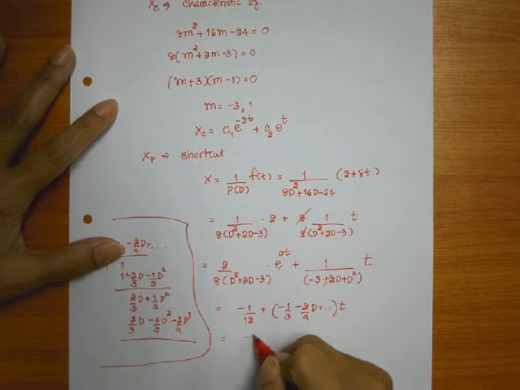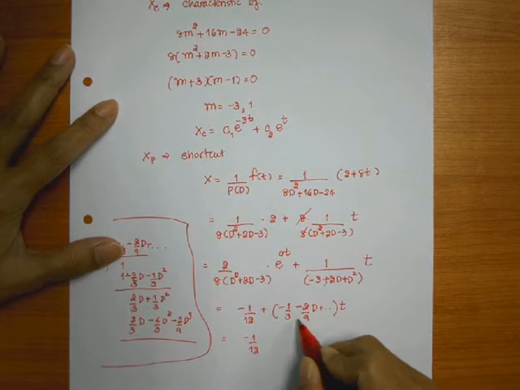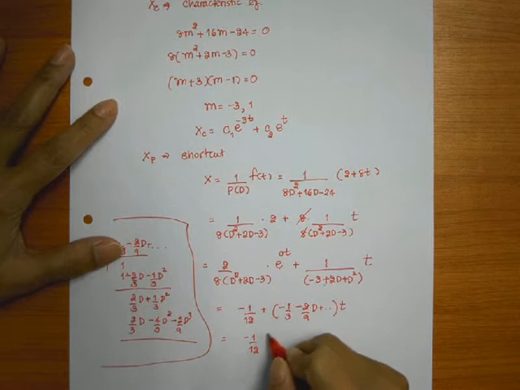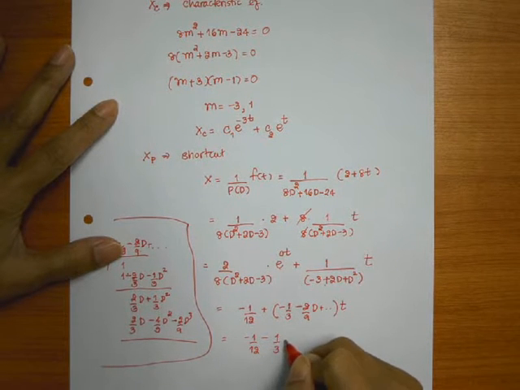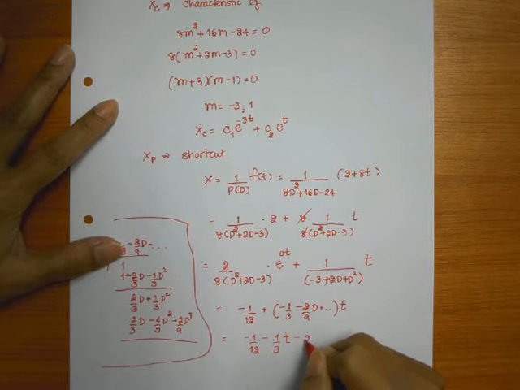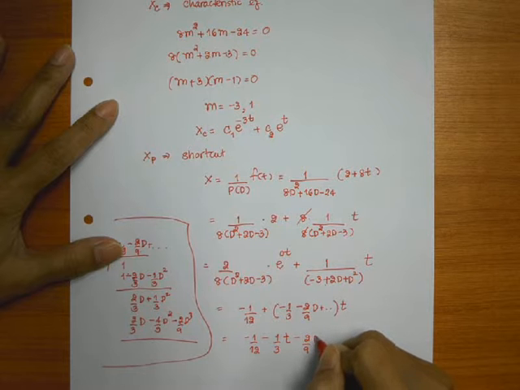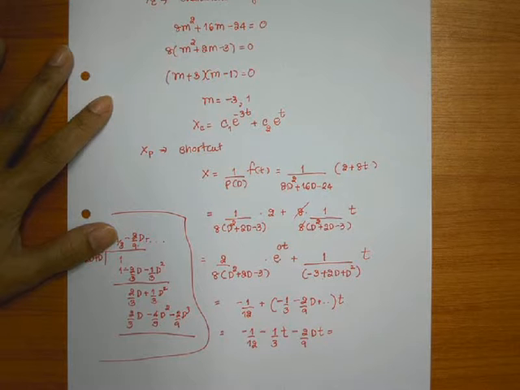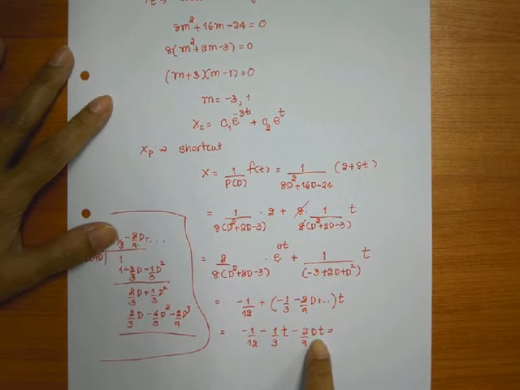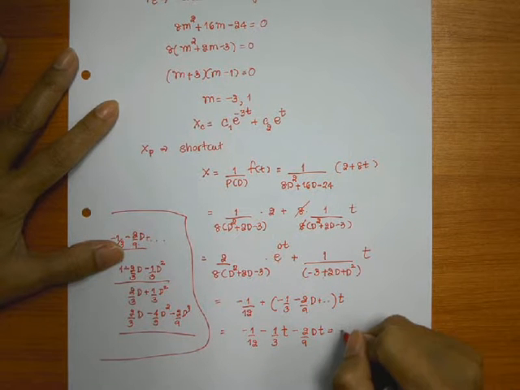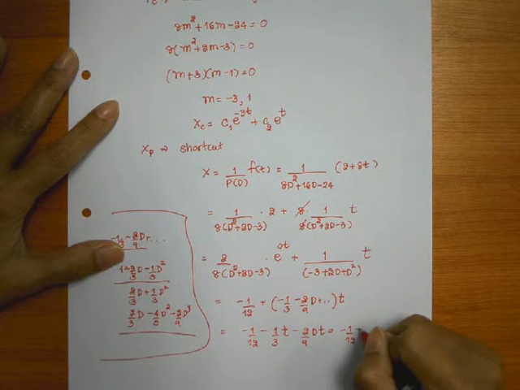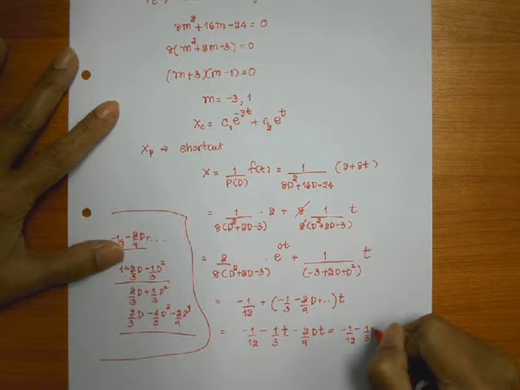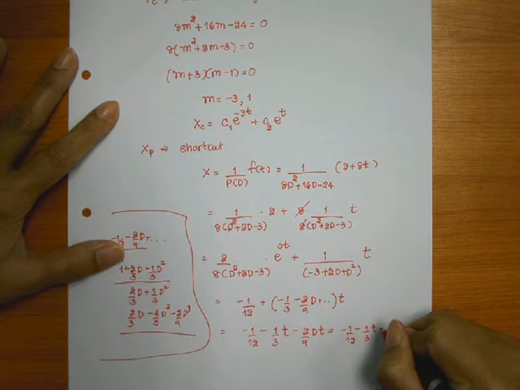And then we distribute our t there. We would get minus 1 over 3 times t and minus 2 over 9 times dt. dt by dt is equal to 1. So we would get minus 1 over 12 minus 1 over 3 times t and then minus 2 over 9.